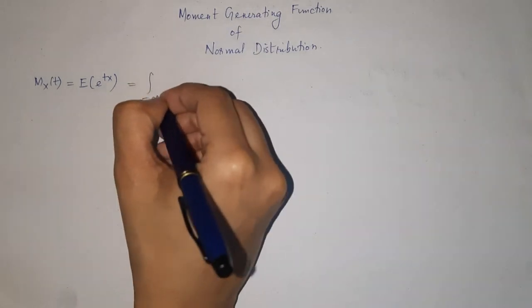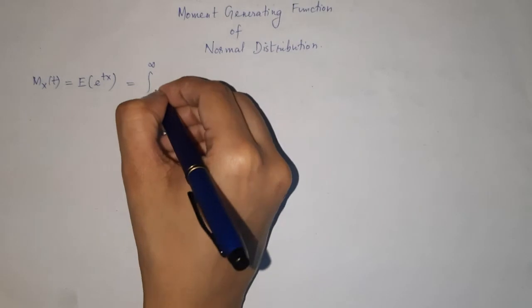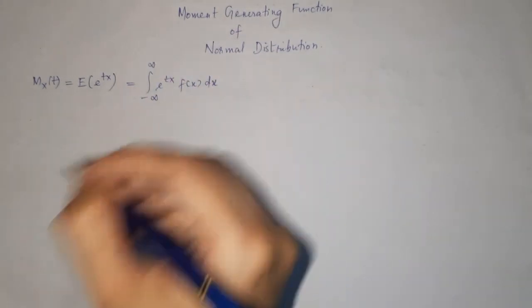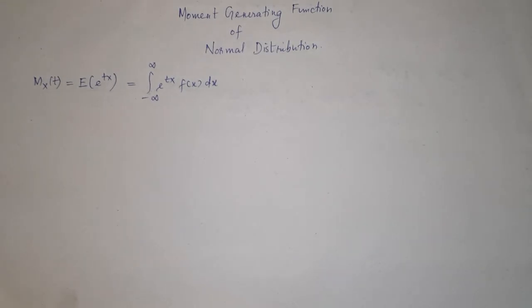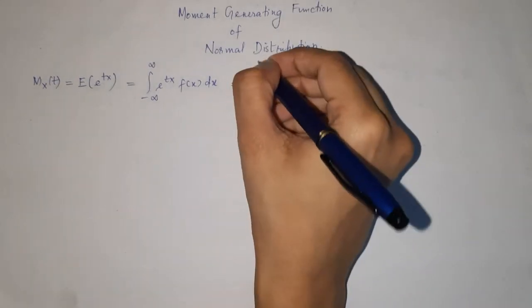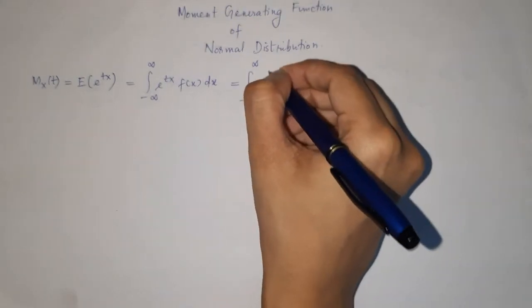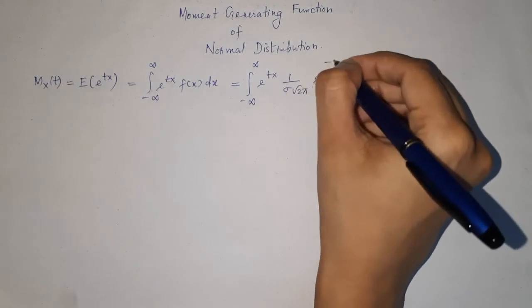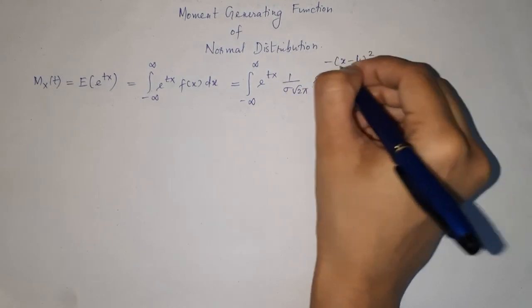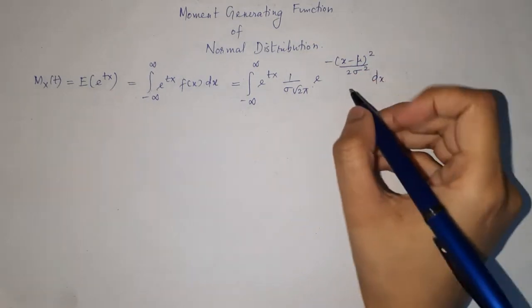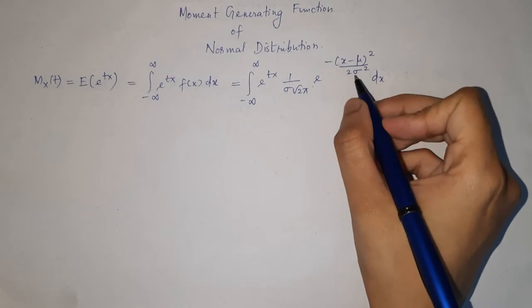That is equal to the integral from minus infinity to infinity of e raised to tx into f(x) dx. This is a general procedure to find the moments, isn't it? The same procedure is what we do in the moment generating function also. So this is equal to the integral from minus infinity to infinity of e raised to tx into 1 by sigma root 2 pi e raised to minus (x minus mu) the whole square divided by 2 sigma square dx. So this is the PDF of the normal distribution.